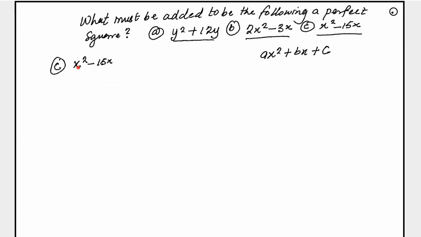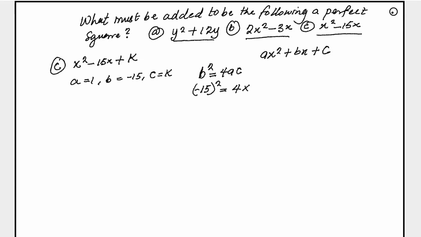So what must be added to x squared minus 15x to make it a perfect square? Let's say it's k. So here, my a is 1, my b is minus 15, and my c is k. So we are using b squared is equal to 4ac. What is my b? That is minus 15. That is squared. 4 times what is a? 1. And what is c? k. Minus 15 squared is 225. So 225 is equal to 4k.